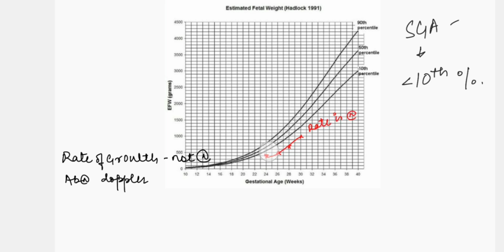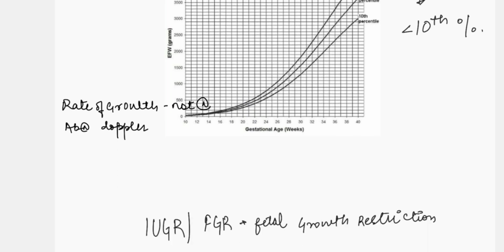SGA. But supposedly at 24 weeks we had the fetal weight over here, at 26 weeks here, at 28 weeks here, but at 30 weeks we had here. Now this will be FGR because it is SGA plus abnormal rate of growth. Other than this, the Doppler findings I'm going to tell you later in the video.